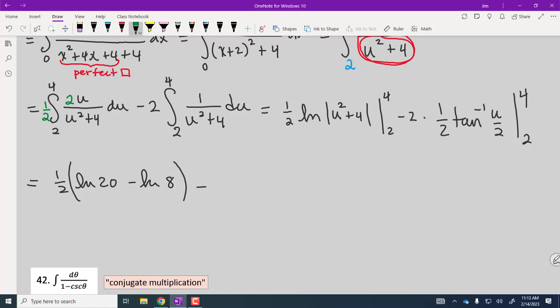Minus, these 2's are going to cancel each other out. So then we're going to have arctan of 2 minus arctan of 1. When we plug in the 2, we have arctan of 1, but we have minus a minus, so it's going to be plus arctan of 1.